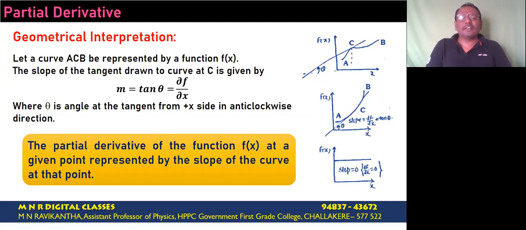So let us summarize the geometrical meaning. The partial derivative of the function f of x at any given point is represented by the slope of the curve at that point. Geometrically, we can take the slope to know the partial derivative, and this partial derivative obtained at the given point gives us the rate at which the given physical quantity varies with respect to the space coordinate.